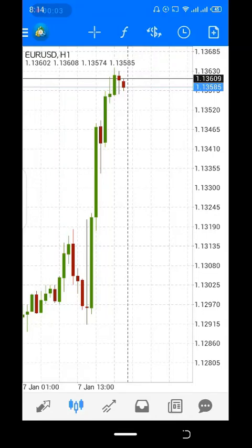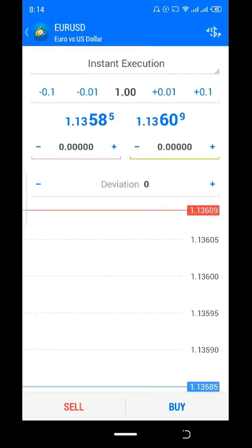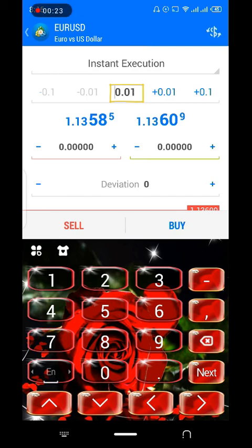So if you want to place a trade, you're just gonna hit this plus sign here, and then you'll observe that we have a 1.00 value here. That place is called lot size. That's where you put your lot size. So let me change it to 0.01.